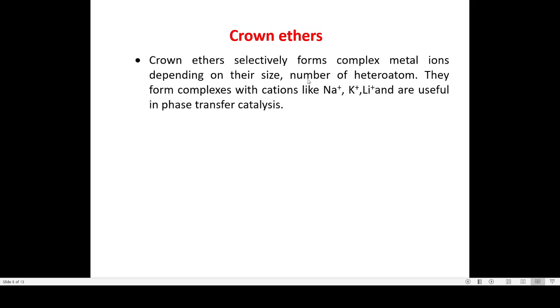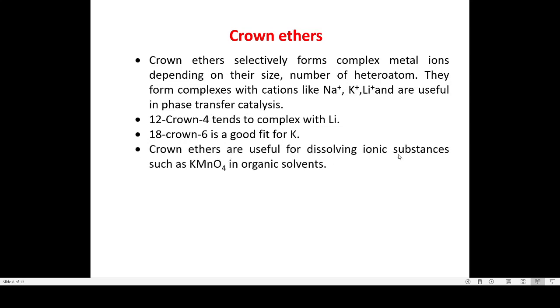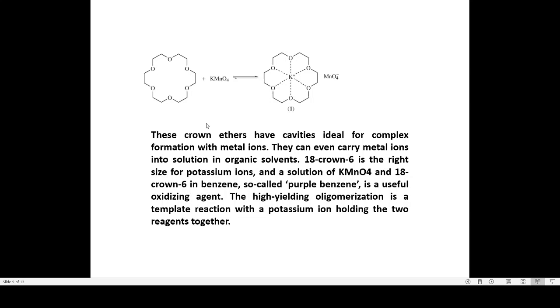And let us look at a few characteristic features of the crown ethers. Crown ethers selectively form complexes with metal ions depending on their size and the number of heteroatoms. They form complexes with cations like Na+, K+, Li+ and are useful in phase transfer catalysis. 12 crown 4 tends to complex with Li. 18 crown 6 is a very good fit for K. Crown ethers are useful for dissolving ionic substances such as KMnO4 in organic solvents, making the KMnO4 soluble in the organic solvent.